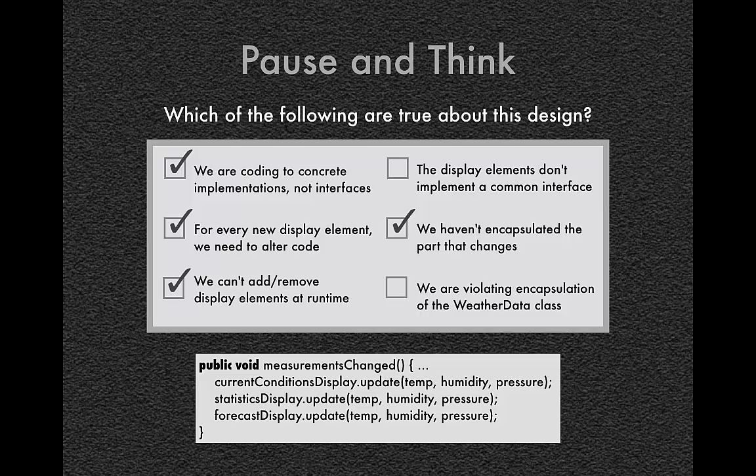Finally, are we somehow violating encapsulation of the weather data class? Okay, perhaps this one deserves some explanation. We are violating encapsulation of a class when we expose private data to a client of the class in such a way that it can be modified. That's also known as exposing the rep and content coupling. So the answer is no, we're not doing any of that here.